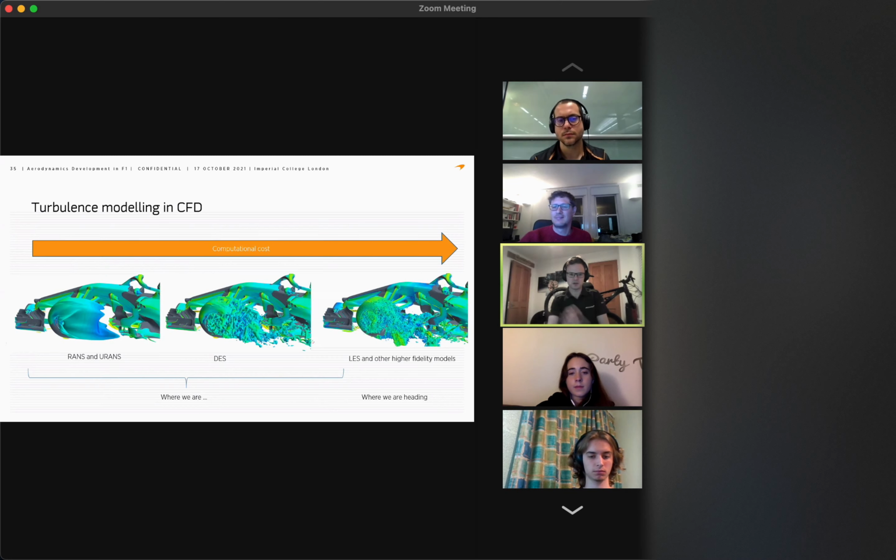But as you can see, as you go along through these different methods, you go from a smeared out steady state solution to a solution with a lot more of the eddies and vortices, which gives us more information when we're trying to design our car. And this just has even more information in the solution, which is what we'd like to be able to do. But at the moment, it's too expensive given the rules we have.